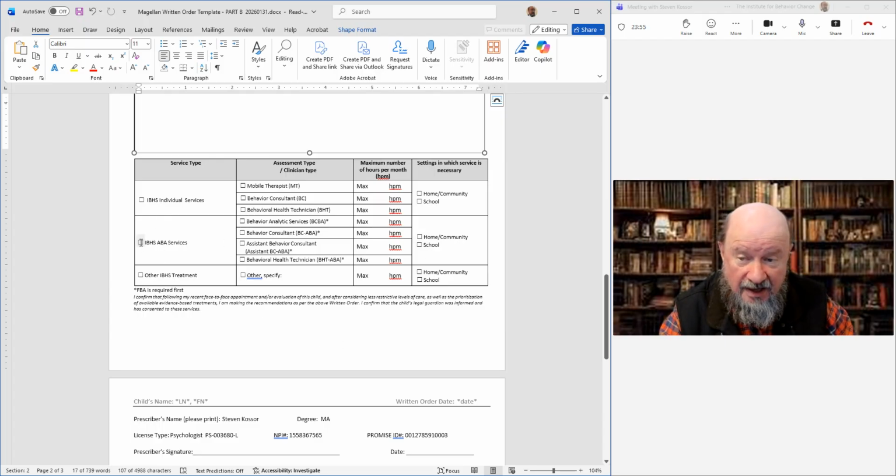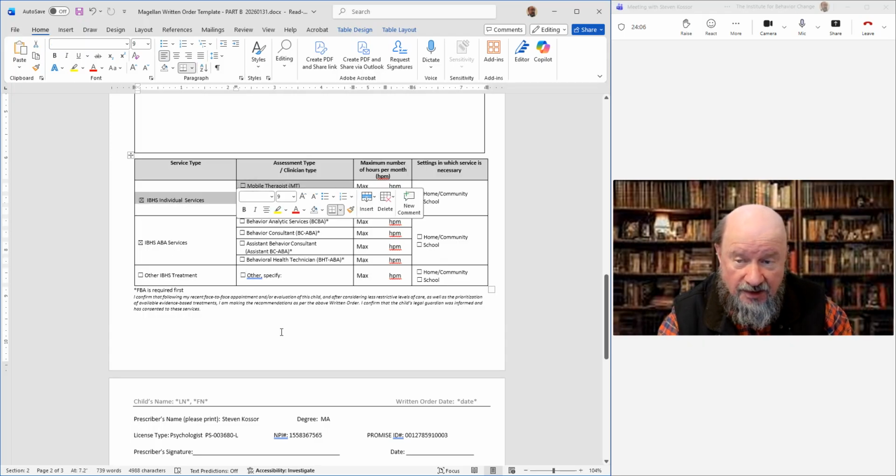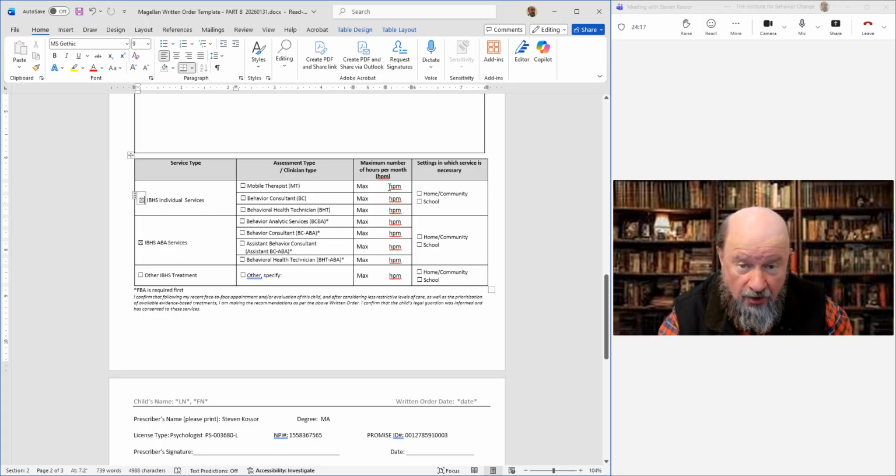If it's ABA in the Magellan world, we click that box. If it's individual service, we click that box. Individual services are the only one that can do mobile therapy. You see no mobile therapy down here in the ABA realm. So some kids will need individual for the mobile therapy part and ABA services for the other services.